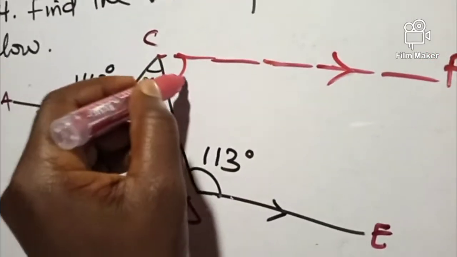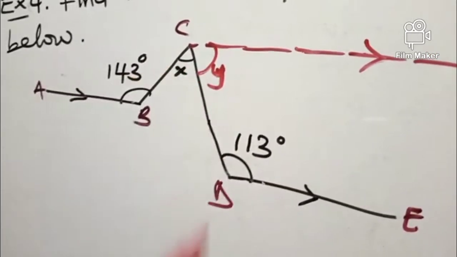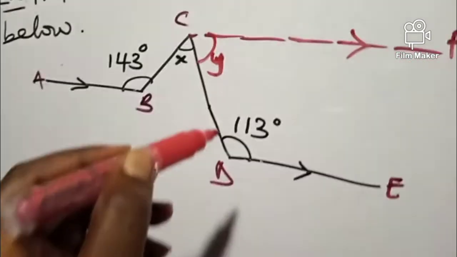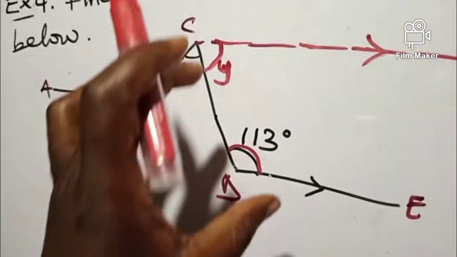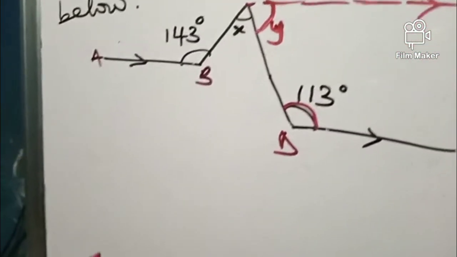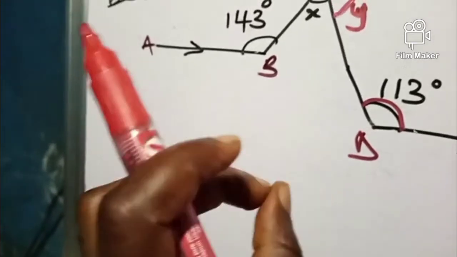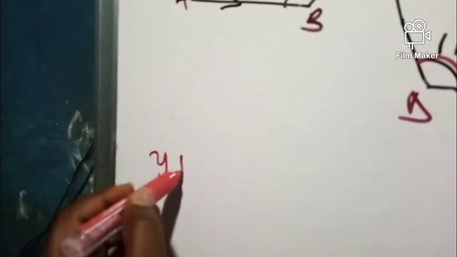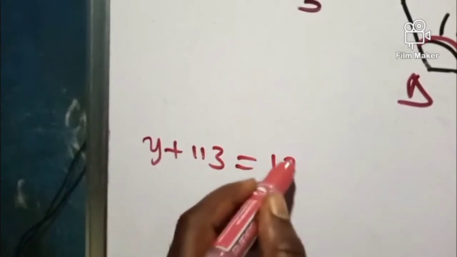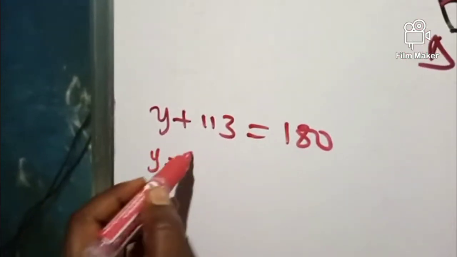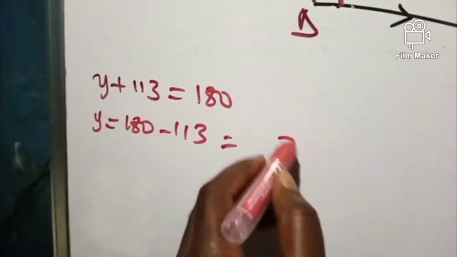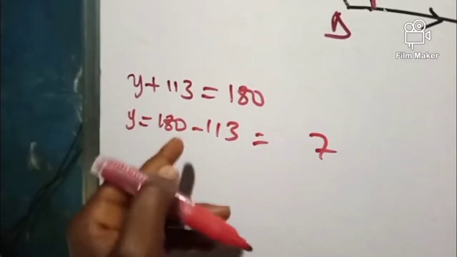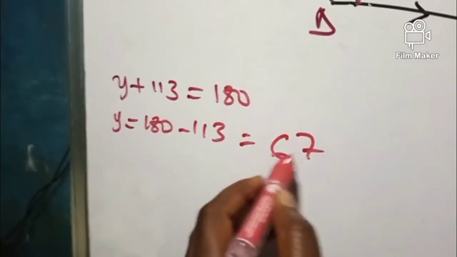And if the angle here is Y, the next thing is that we have to get the value of Y. Now, if you look at Y and 113, they are cointerior. And like I said previously, cointerior angles are supplementary. That means Y plus 113 is equal to 180. So Y will be equal to 180 minus 113, and that will give us 67 degrees.